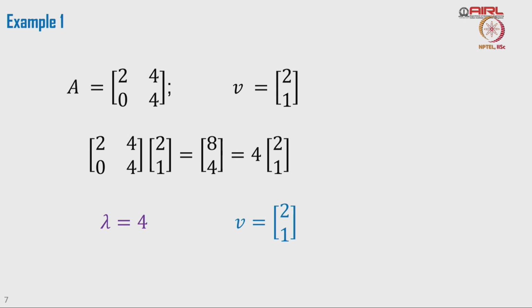Now let us say we have a matrix A and we are given a vector V. Our goal is to verify whether V is an eigenvector of A, and to do that we compute AV, which is A times V, and we get 8 4. If we take out 4 we get 2 1 as the vector, which is nothing but V itself. So if you notice, this is of the form AV equals lambda V, where V is 2 1 and lambda is 4. So we have verified that V is indeed an eigenvector of A corresponding to the eigenvalue 4.